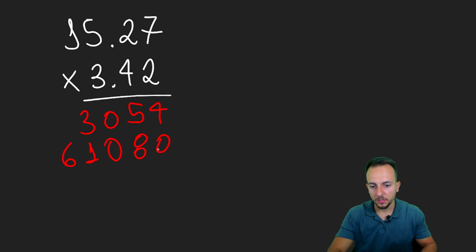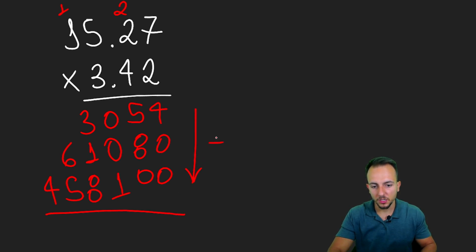3 times 7, okay. 3 times 7 is going to be 21, so 1, and then the number 2. 3 times 2 is 6, plus 2 is going to be 8. 3 times 5 is 15, so we're going to have 5, and we can carry over the number 1 right here. And then 3 times 1 is going to be 3, plus 1 is 4. So this is almost our final answer.